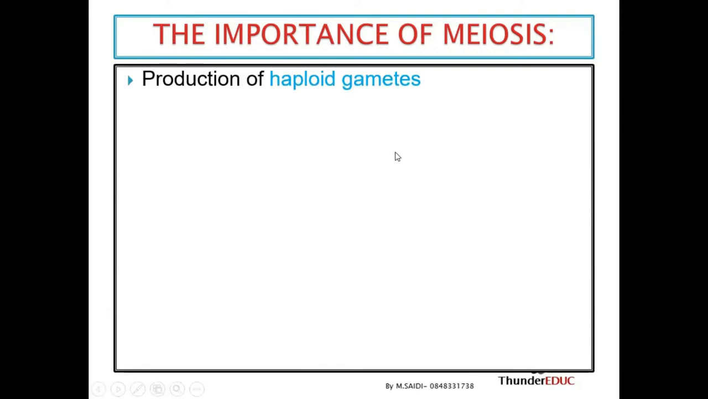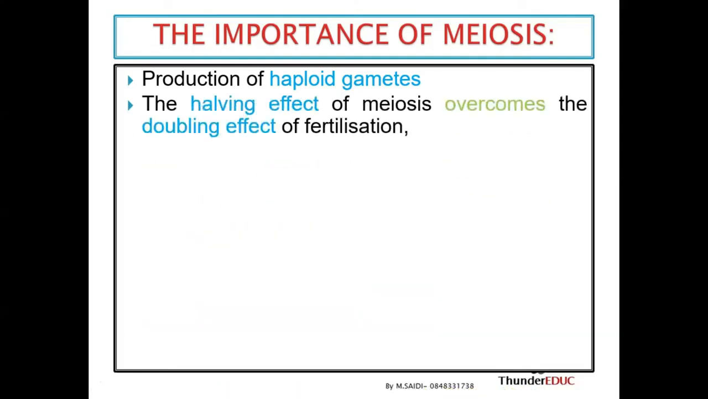The first one is the production of haploid gametes. When we talk about gametes, these are sperms and ova. These sperms are haploid. It means that if the body cell is diploid, it has 46 chromosomes. Now the gametes are going to have 23 chromosomes if it is a human cell. Number 2, the halving effect of meiosis overcomes the doubling effect.